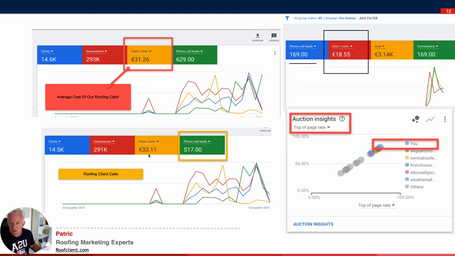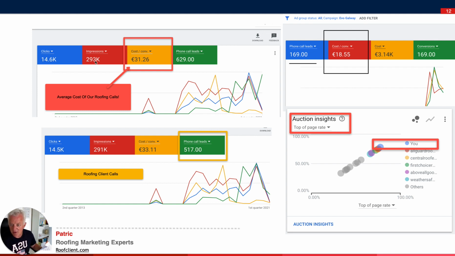This is just some slides here showing some of our campaigns. What this shows here basically is the roofing AdWords campaigns that we've run. The blue here are the clicks on the ads. The red is the impressions, which is basically when somebody views an ad. And then the average, the yellow here, is the cost per conversion. So in other words, what does it cost the roofer or contractor to get that call? And then the amount of calls in green here, what they generated throughout the campaign.